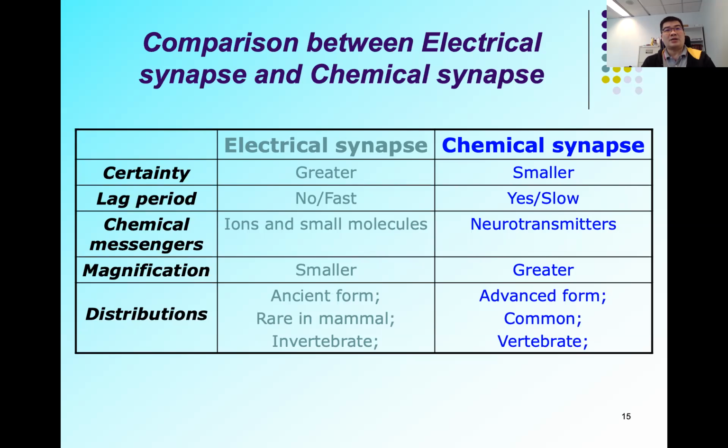Magnification, the electrical synapse is much smaller, so it's more like a direct connection. Compared to that, the chemical synapse is much greater, because the chemicals can activate more. It is a more advanced form, so it's more common in the vertebrates. For example, most of our synapses are chemical synapses.